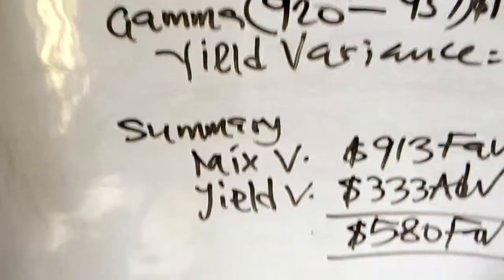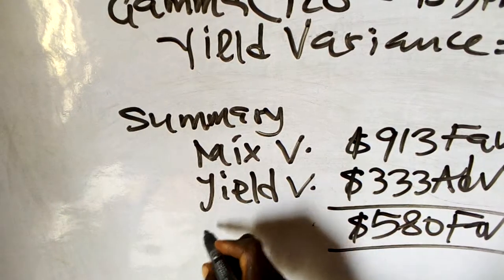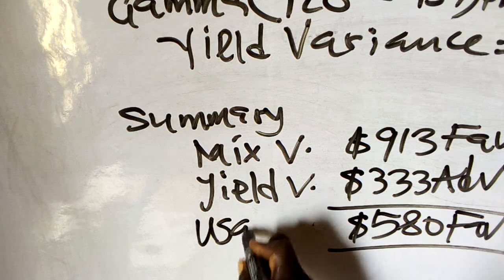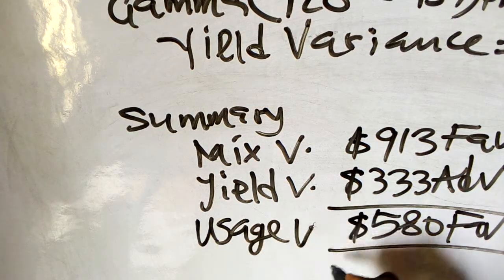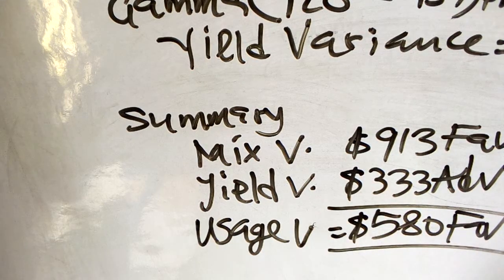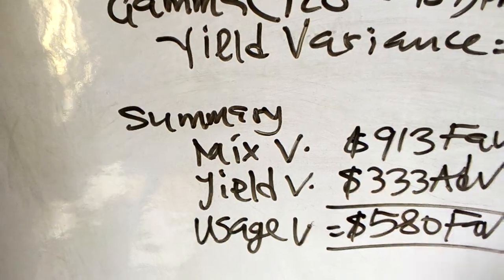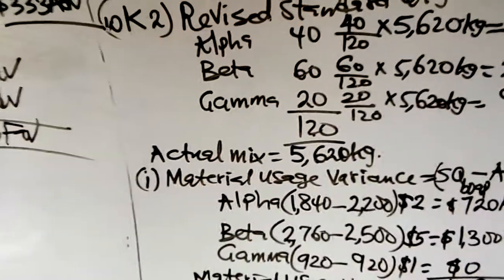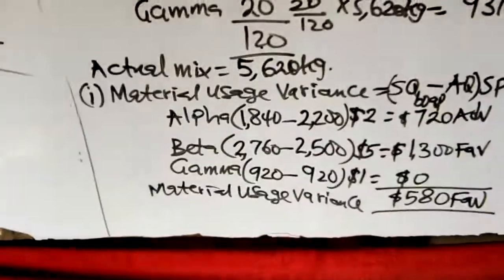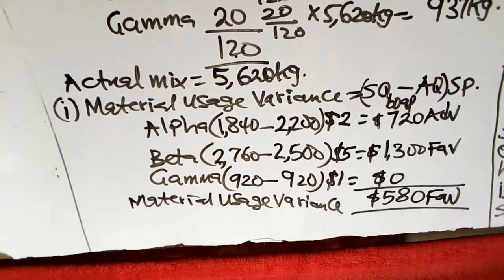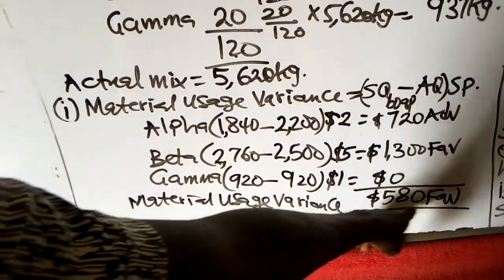Therefore, the material usage variance is 580 favorable. Now, let's check our workings where we calculated the material usage variance and we got $580 favorable.